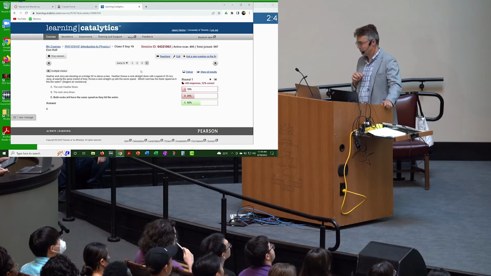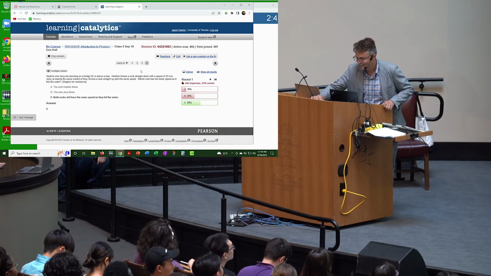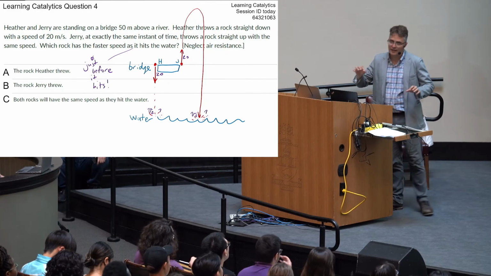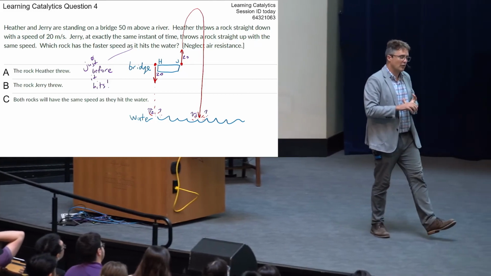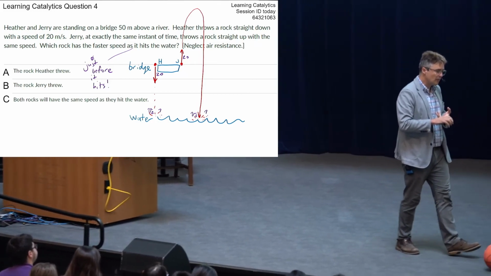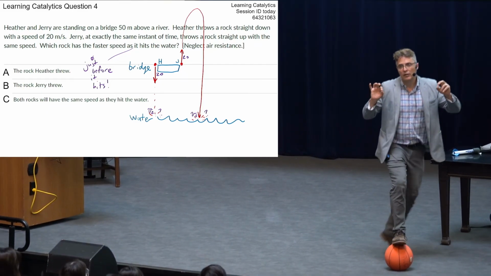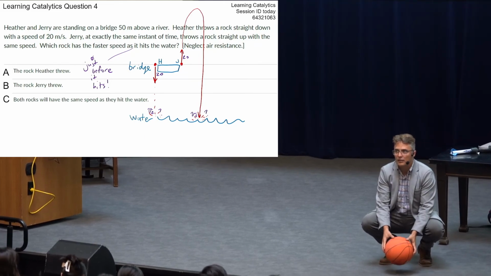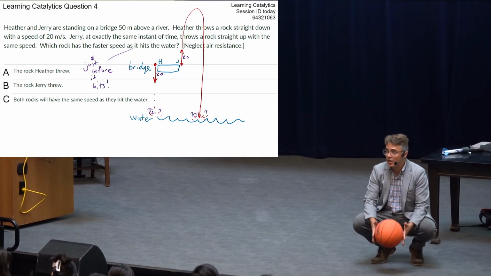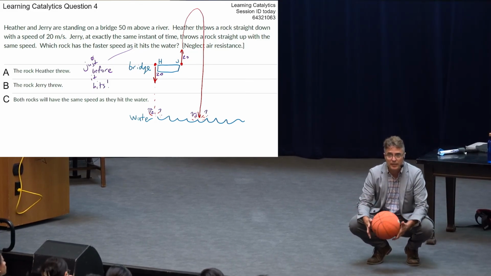and laptop 2. So 52% voted for C. Okay, and I think that's what I was going for here. A couple of things. First of all, you neglect air resistance. Second of all, when it says as it hits the water, what I always mean there is just before it hits the water. So it's been in free fall the entire time, and just before it hits the water, which one hits the water with a greater speed?